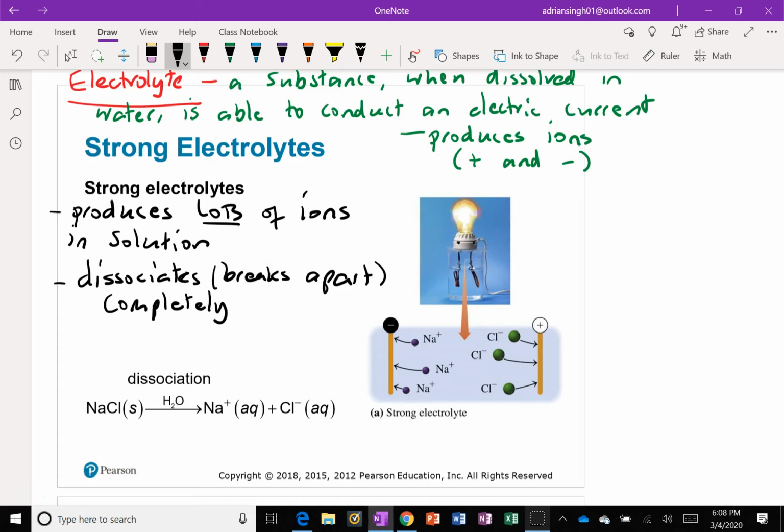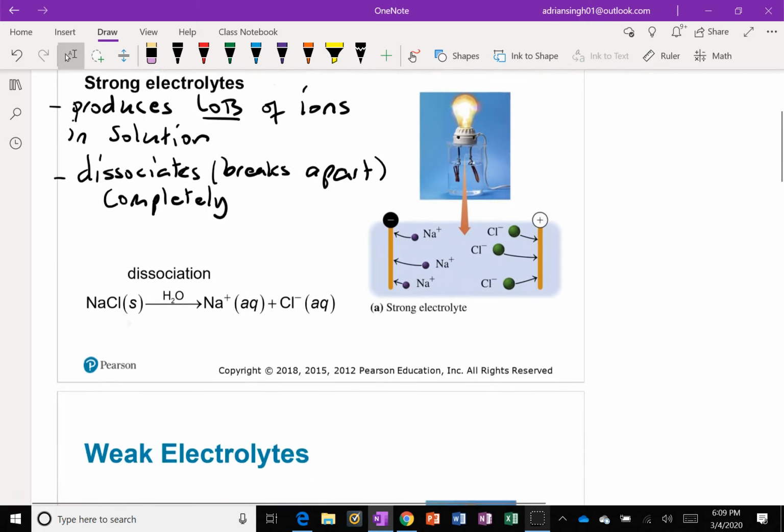We can test it. We can put a couple of electrodes in here with a bulb. And then if there are ions present, we can complete that circuit and cause our bulb to glow very brightly in this case. So that's a strong electrolyte.